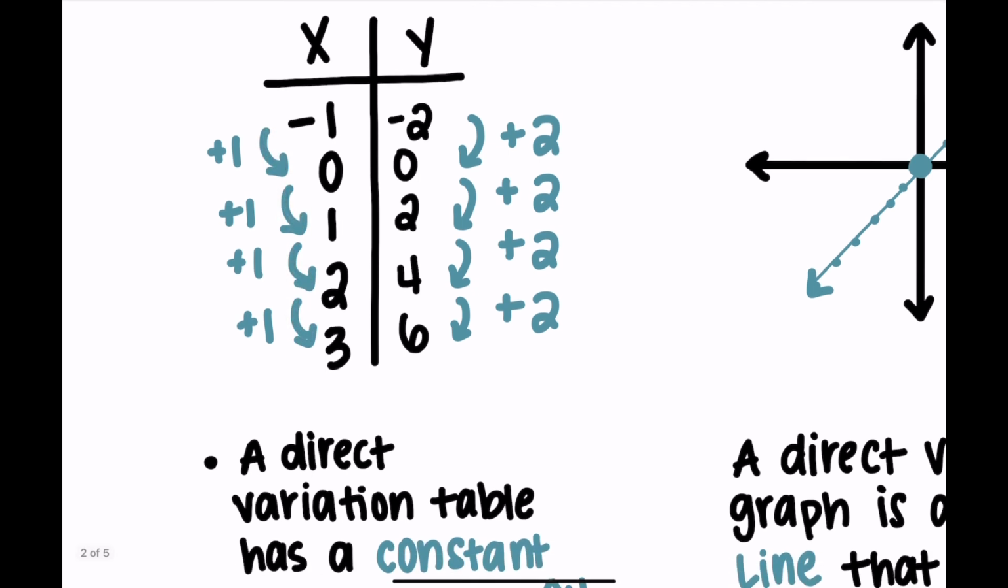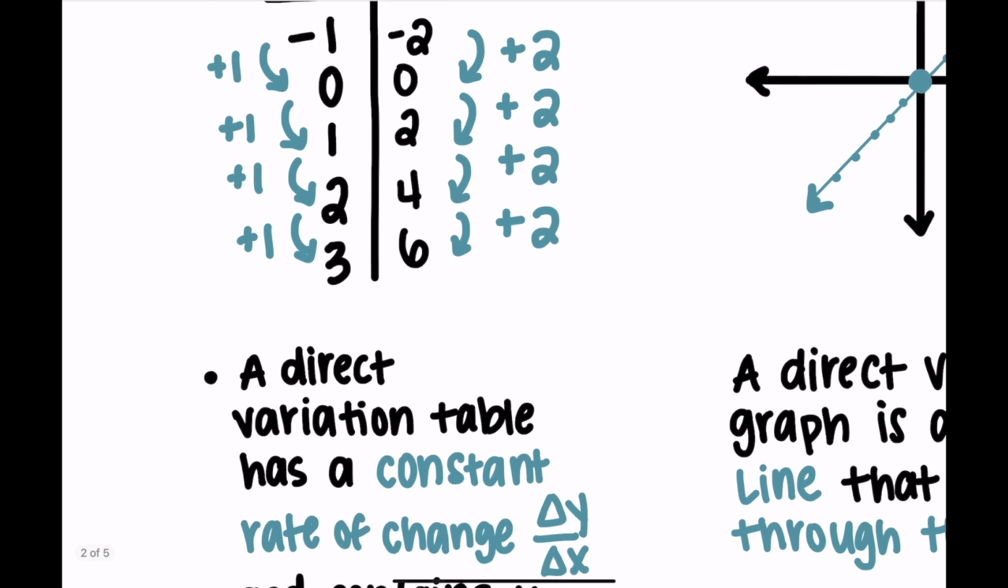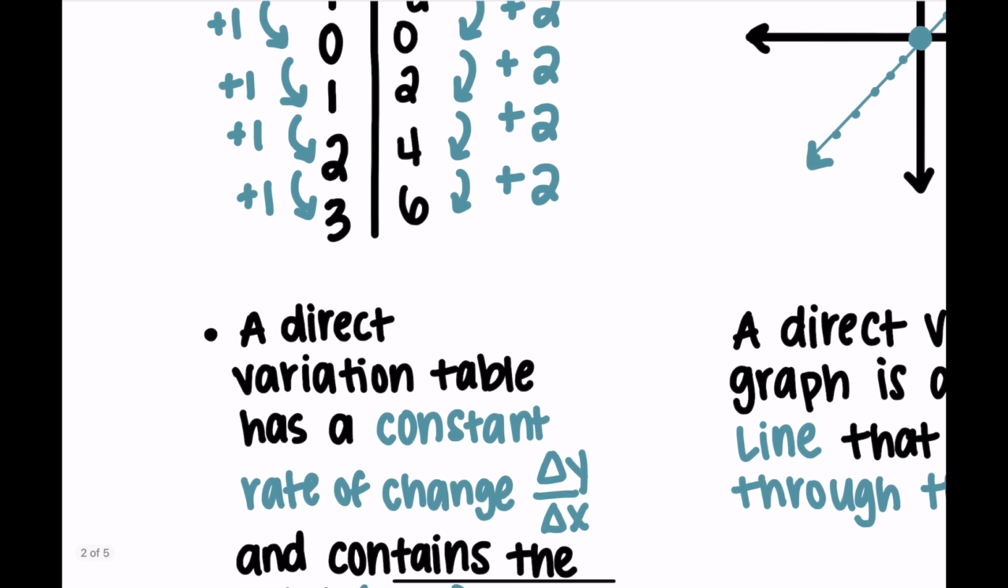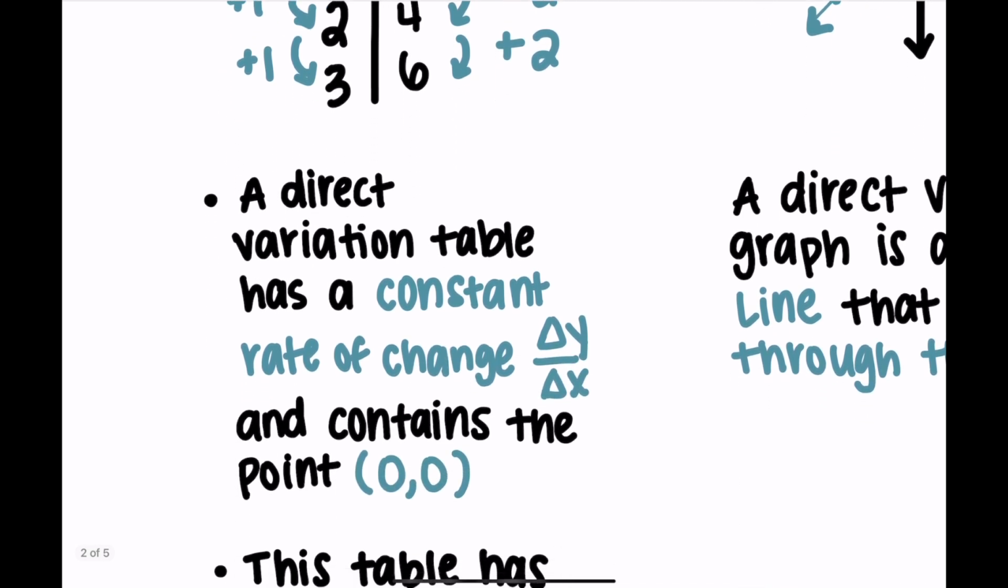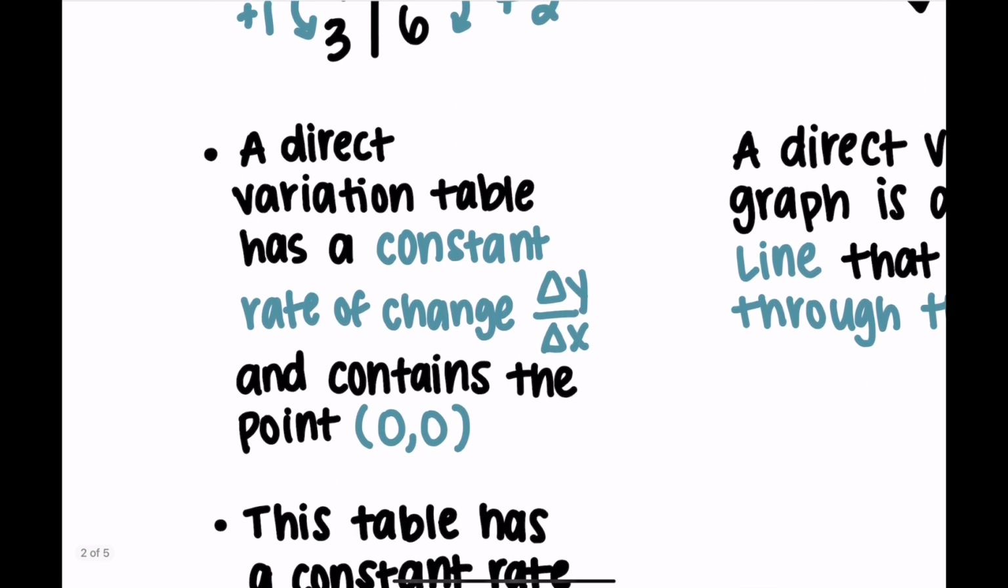That means that we have a constant rate of change because our change in y over the change in x is the same constantly. Every time our y changes by 2, x changes by 1, and so on. Since they're all the same, it's a constant rate of change, and it contains the point (0, 0).